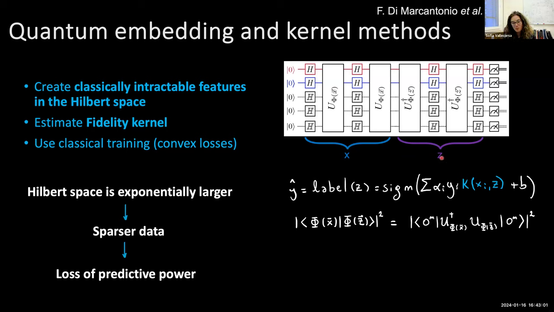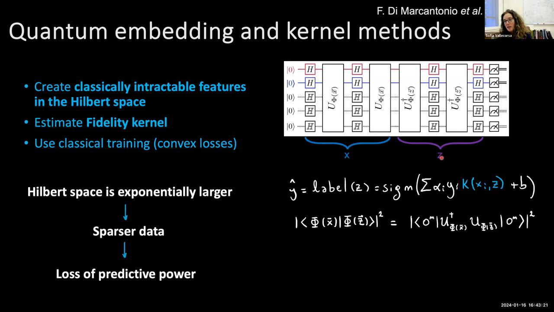I do this for feature X, feature Z, and then I build my kernel. Now, what can happen, and we see, in fact, is that if I use too much of the space that my set of qubits represent, so of the Hilbert space, I end up in a situation in which my input data becomes very sparse.